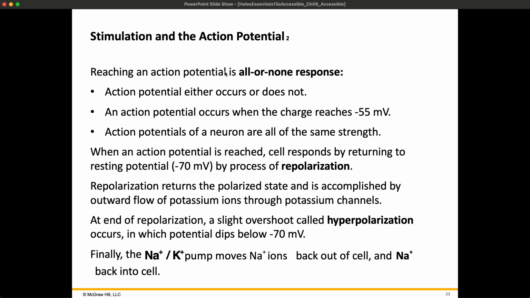That then initiates this all-or-none response. So once there's an action potential, then that means it's going to continue fully down the neuron, or fully down the axon, to the next neural structure. It either occurs or it does not. So an action potential will occur when the charge reaches -55 millivolts. So once the neuron reaches threshold, you are going to have an action potential.